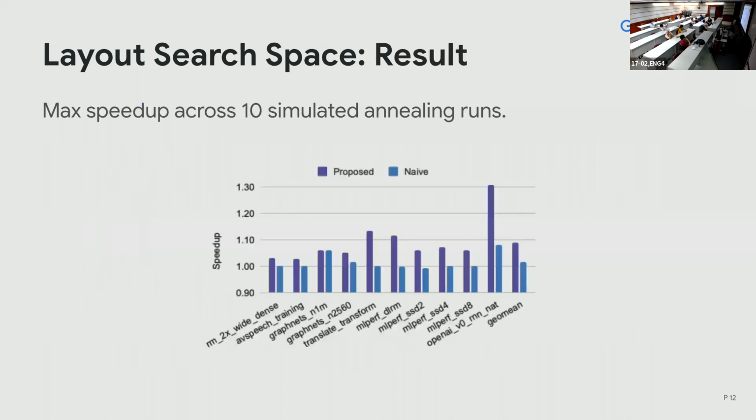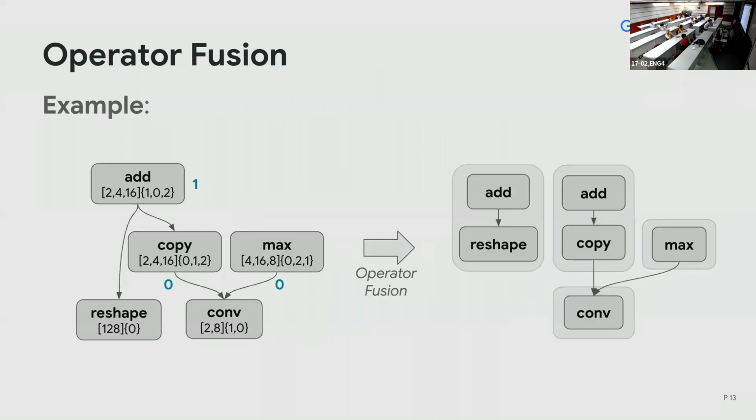So we ran a quick experiment that compared the effectiveness of these different search spaces. And as you would expect, the proposed search space is much better than the naive version. So these are the speedups found by the autotuner using different search spaces, right? So higher is better. Right, let's take a look at another example.